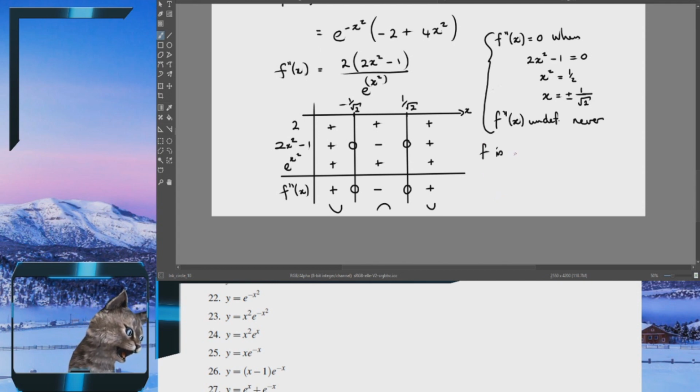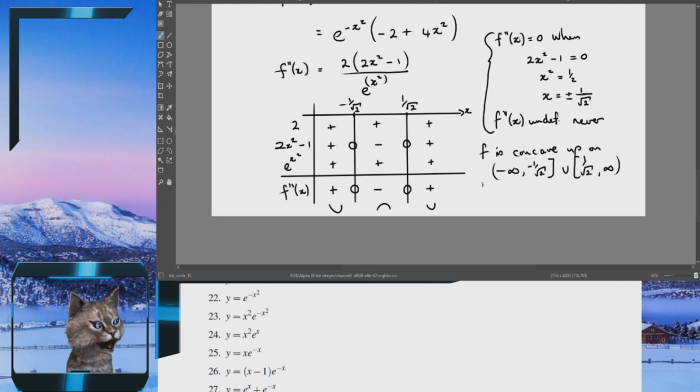F is concave up on negative infinity to negative 1 over root 2. Should I include 1 over root 2? Yes, I should. We're going to calculate those values in a second. 1 over root 2 to positive infinity. Squeeze it in. F is concave down on negative 1 over root 2 to positive 1 over root 2.